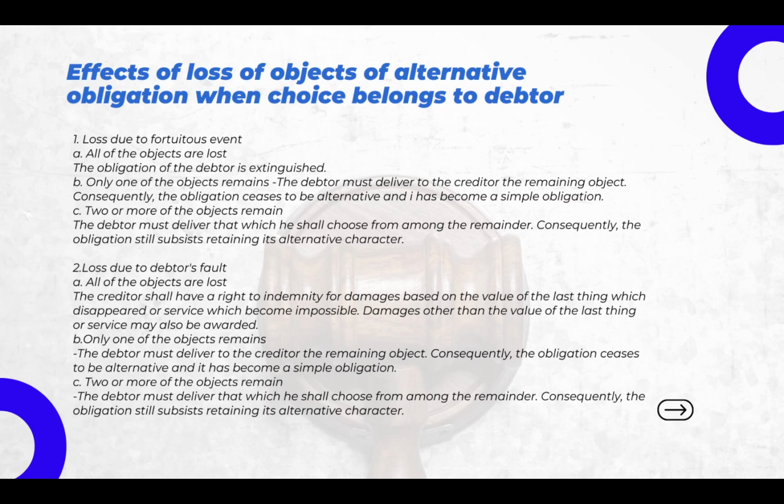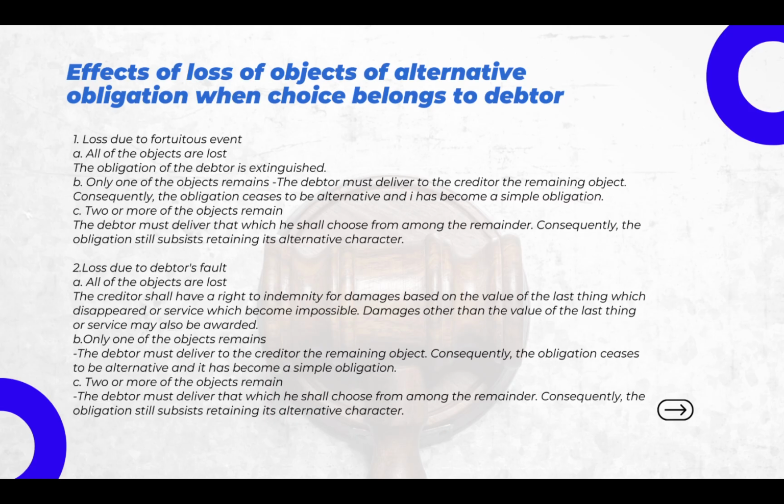Pero pag 2 or more objects remain, the debtor must deliver that which he shall choose among the remainder. Consequently, the obligation still subsists, retaining its alternative character. Kasi may natitira pa naman. Dalawa pa naman yun, class. So, pwede pa rin mamili.